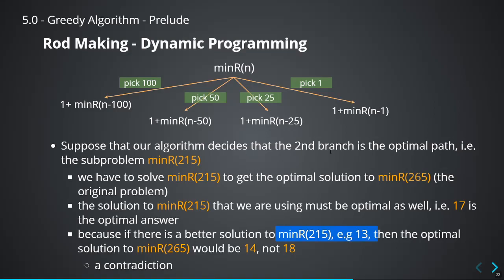There is a solution like that, which means that my original assumption, that 18 was the optimal solution, is wrong, because now I can make one with 14. So no, 18 was not the optimal solution. That's a contradiction. Meaning that if I do have the optimal solution to min Rn, then I also have the optimal solution to min R of n minus whatever I chose, whatever is part of my optimal solution.